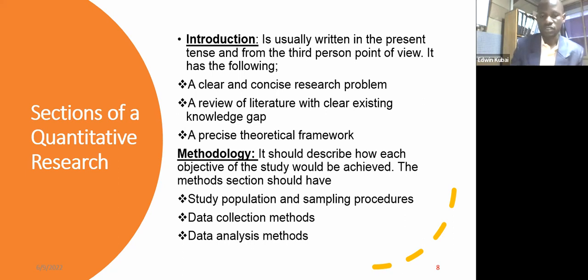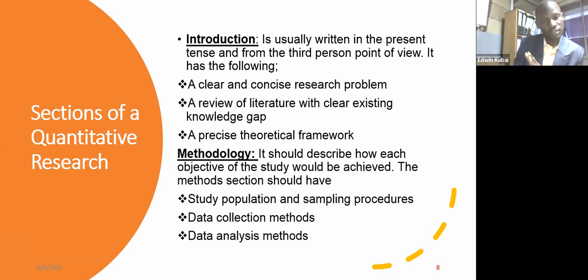Then in the methodology section, you must also highlight the data analysis method that you're going to use. If you're going to use, for example, the SPSS software, that is the level at which you need to mention SPSS for analysis of data. You must specify whether it is descriptive or inferential, and which kind of test you would use, so that you have an explicit way of analysis and somebody going through your work can understand how you're going to analyze your data.